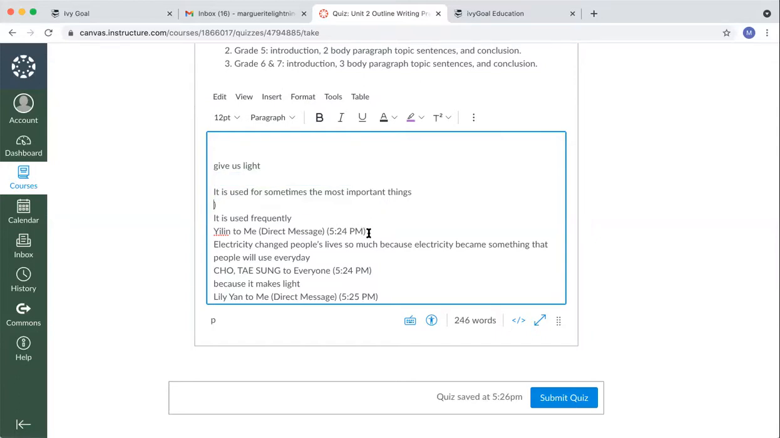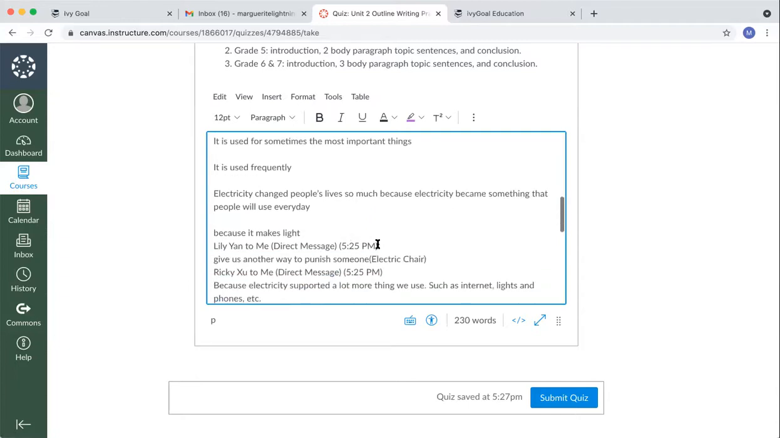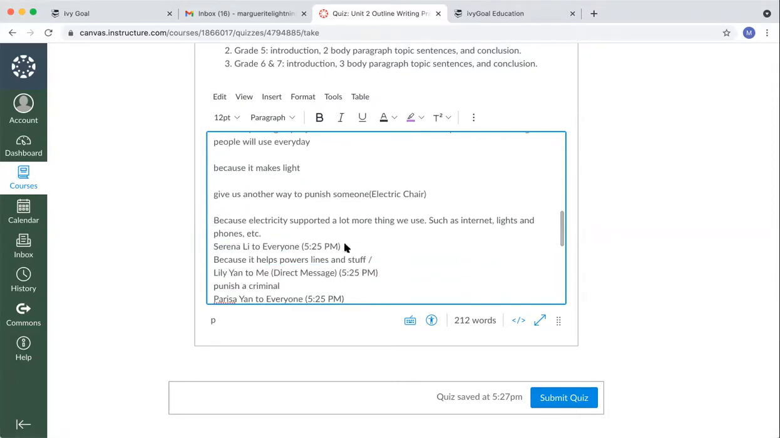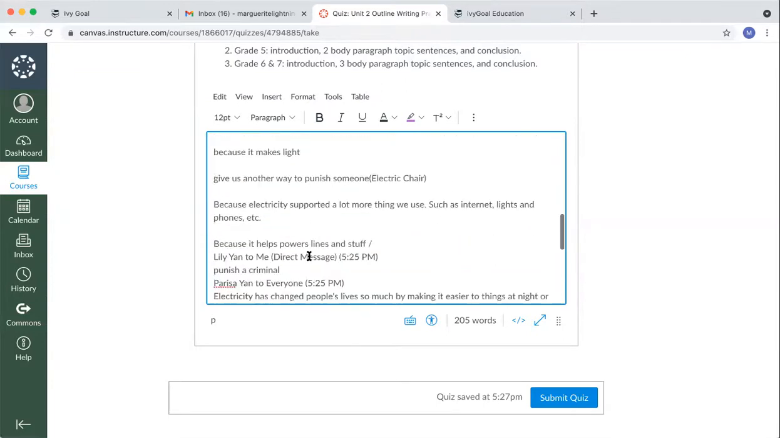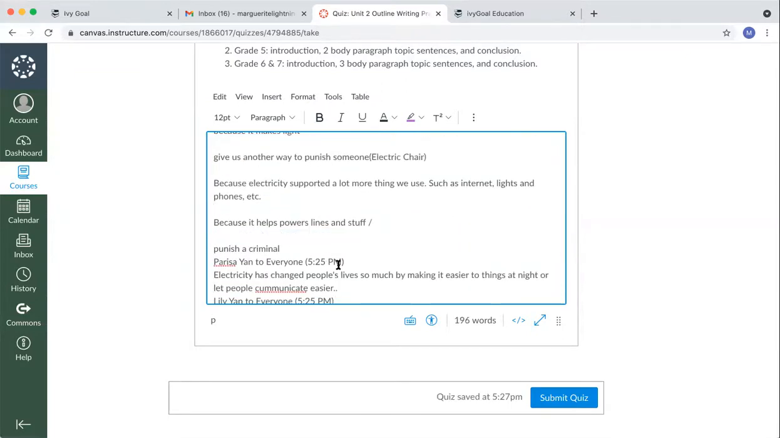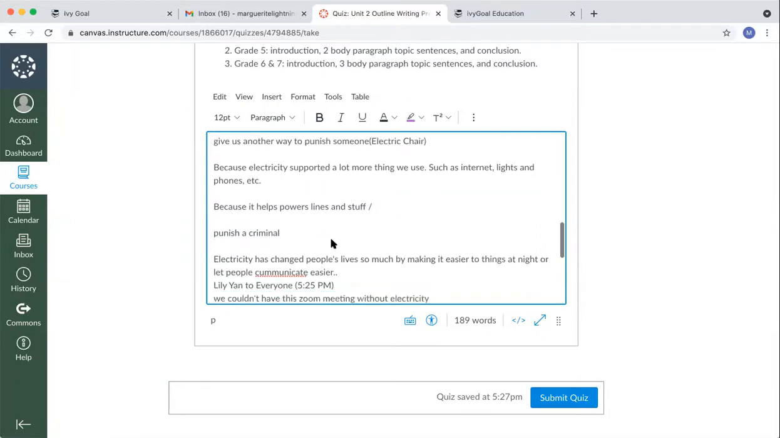Okay, who said it's used sometimes for the most important things? What important things would that be? Whoever said that, see. It's used for the most important things. How? It's used sometimes for the most important things, like what? Like what important things? It's used frequently. Joelle, how is it used frequently? How do you use it? Why do you use electricity so much? Or Serena, I apologize.